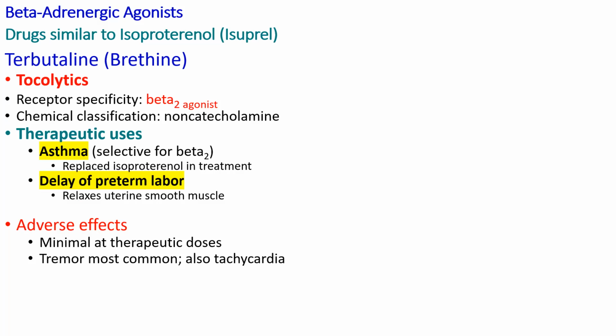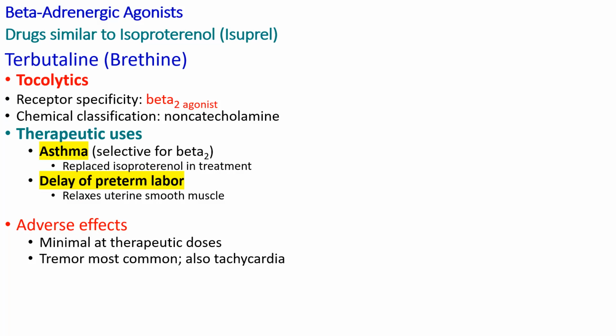So commonly used tocolytic medications include beta 2 agonists, calcium channel blockers, NSAIDs, and magnesium sulfate. They can all be labeled as tocolytic medications. Beta 2 agonist, like terbutaline; calcium channel blockers, which are CCBs, anti-hypertensive drugs; the NSAIDs, which are non-steroidal anti-inflammatory drugs; and magnesium sulfate. All these four categories can result in a tocolytic effect.